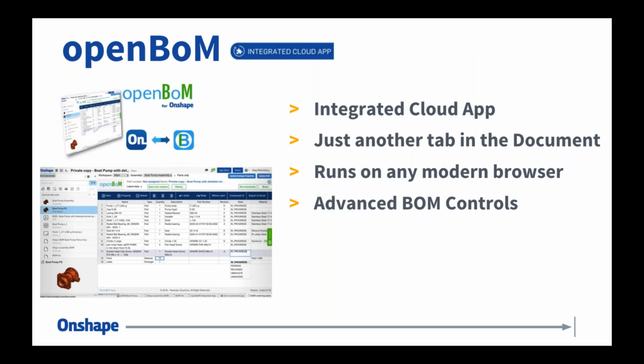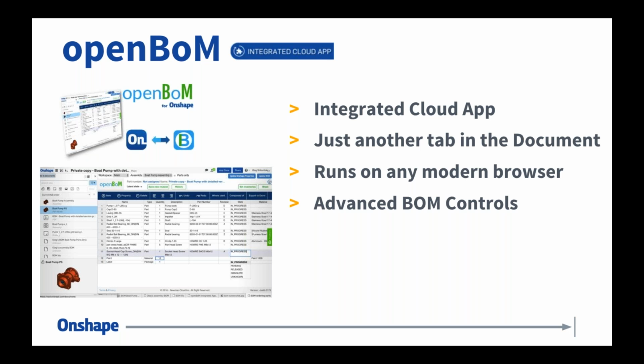Now, OpenBOM is definitely in its own category when we talk about bill of materials apps. It's integrated directly into the document, so it's just another tab in your document. Runs on any browser. It has the same portability that you'd have with Onshape, right? So you can jump on any machine and get to your bill of materials just like you can with your CAD data. So it runs on any modern browser, but it has really a lot more control than just about any other bill of materials app out there.